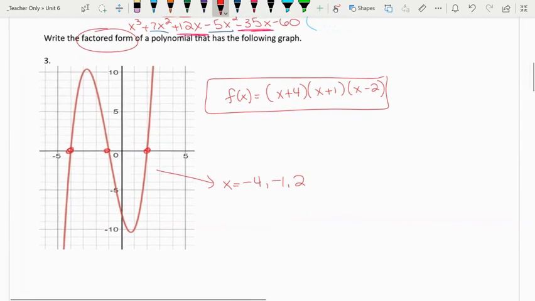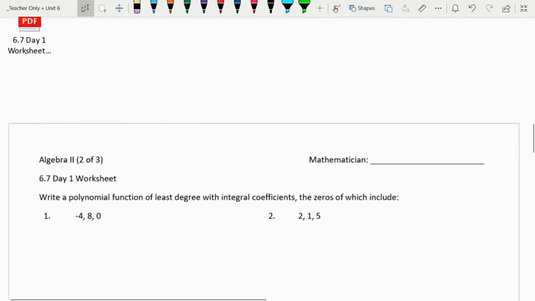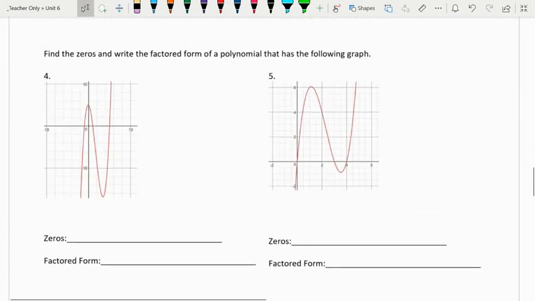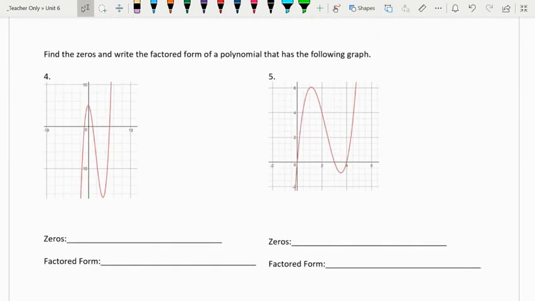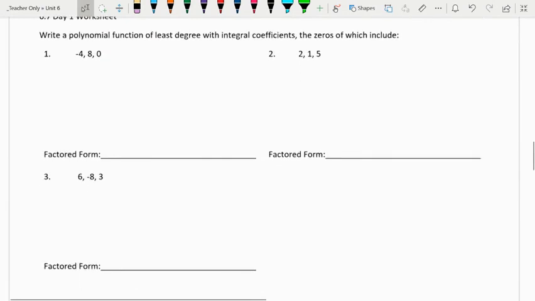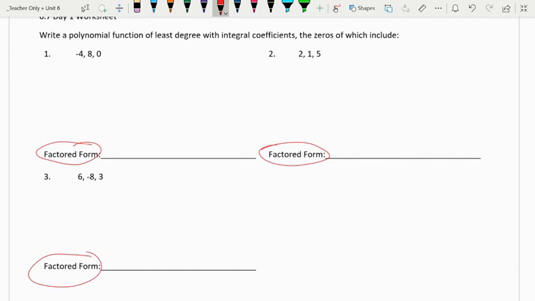That is all day one was talking about, okay? So we're going to work on the same type of stuff in our homework. This one shouldn't take you very long at all. Notice how it's asking for zeros and factored form. Up here, we are just asking for factored. So you actually don't have to distribute it for your homework tonight.